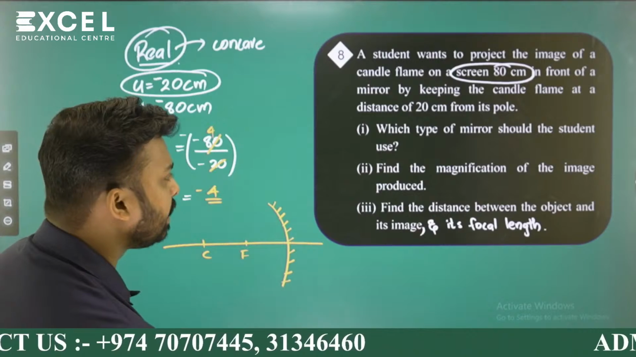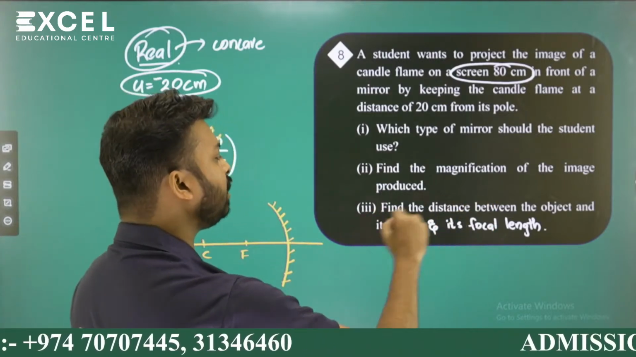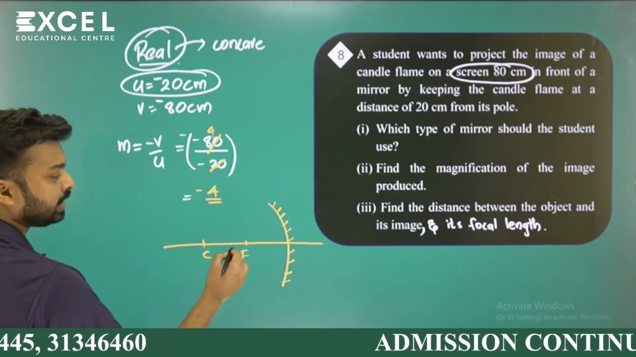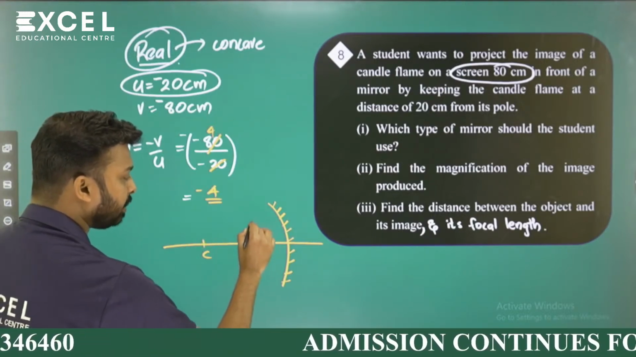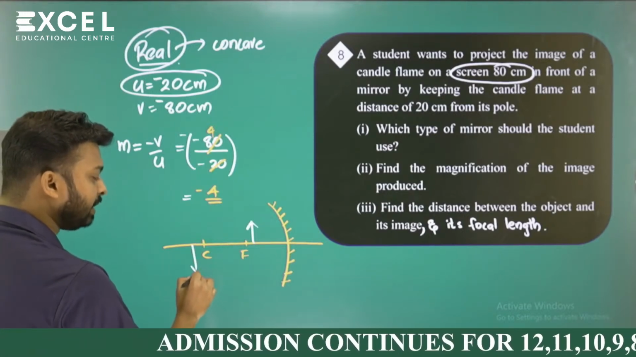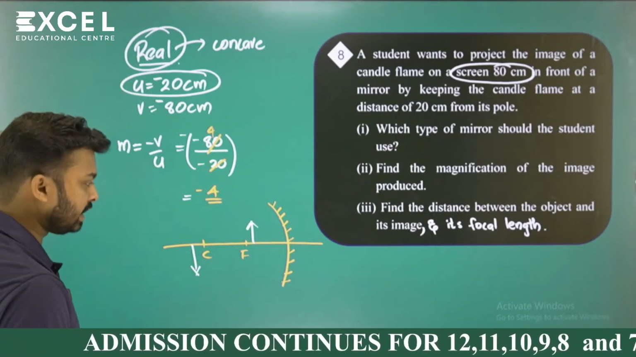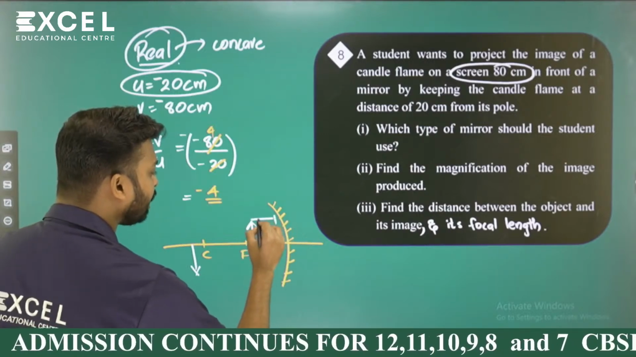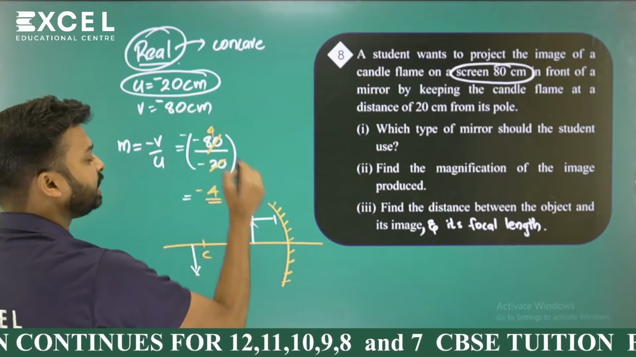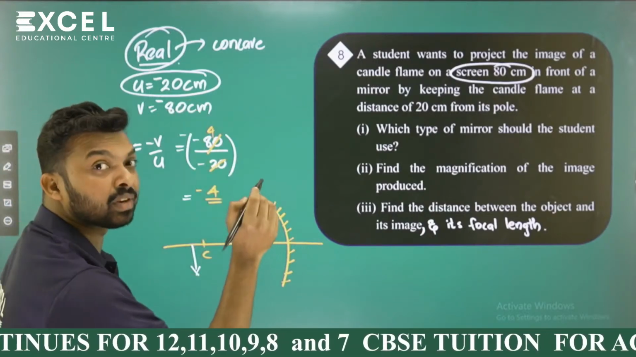Listen, I have to find the distance between the object and its image. Let's say the object is kept here, and I'm getting an image somewhere. I don't know where it is. Here, this distance is how much? The distance between the mirror and the object, the object distance, is 20. It is always taken from the mirror, as I have told.